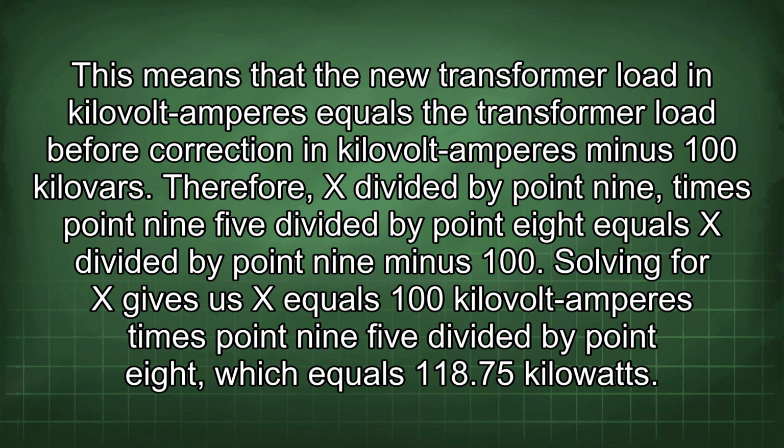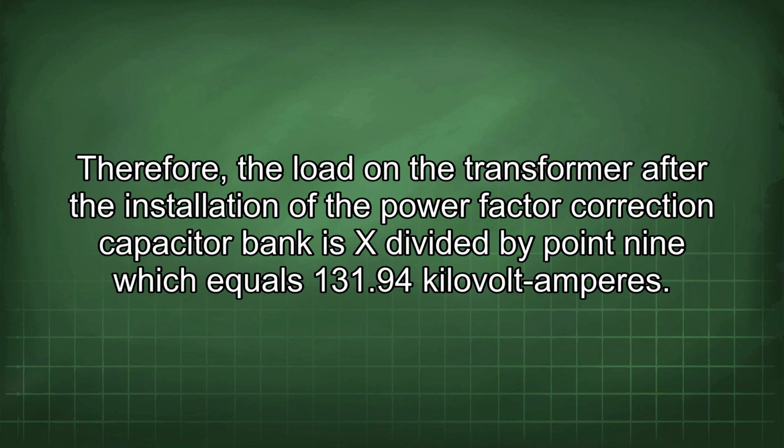Solving for X gives us X equals 100 kilovolt amperes times 0.95 divided by 0.8, which equals 118.75 kilowatts. Therefore, the load in the transformer after the installation of the power factor correction capacitor bank is X divided by 0.9, which equals 131.94 kilovolt amperes.